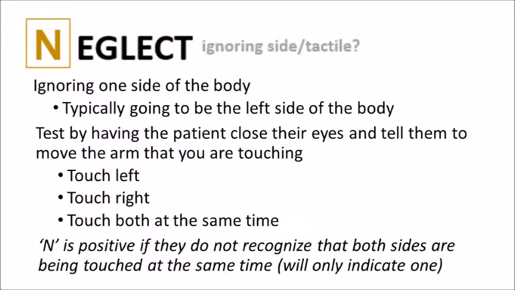Okay. Lastly, we have N for neglect, which is ignoring one side of the body, and this is typically going to be the left side of the body. This is tested by having the patient close their eyes and then telling them to move the arm that you're touching. Start by touching just the left arm, then just touch the right arm. Then touch them both, the right and the left, at the same time. Neglect will be positive if they're unable to identify that both arms are being touched at the same time. If the patient is having difficulty with understanding or feeling that each hand is touched individually, this would not count as being positive for neglect.